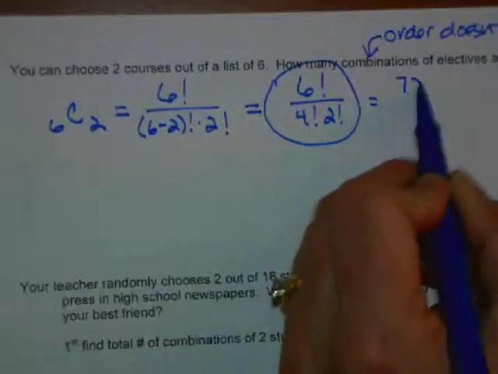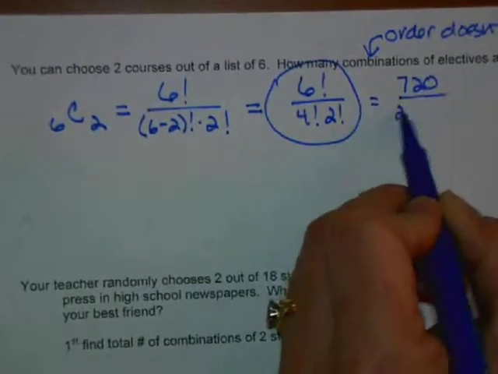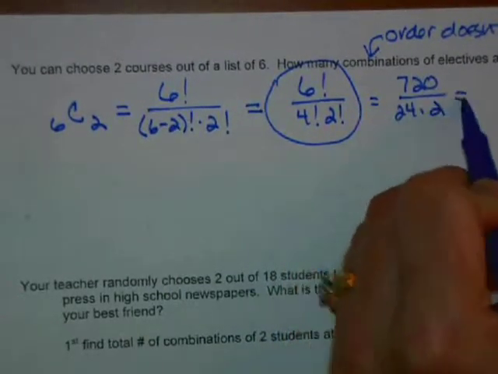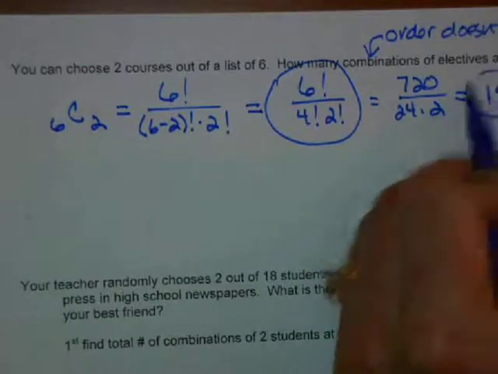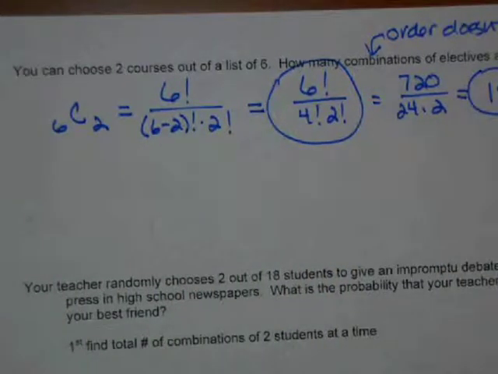I'll just tell you what it is. You get 15 possible combinations of 2 electives out of 6. Meaning you could take art and gym, or art and graphic arts, or art and whatever. See, there's lots of different combinations.